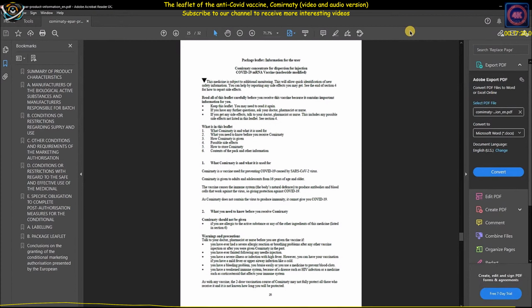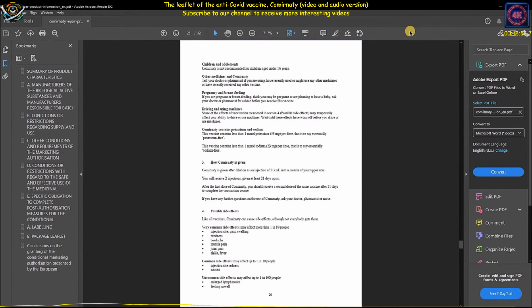You have a bleeding problem, you bruise easily or you use a medicine to prevent blood clots. You have a weakened immune system, because of a disease such as HIV infection or a medicine such as corticosteroid that affects your immune system. As with any vaccine, the 2-dose vaccination course of Comirnaty may not fully protect all those who receive it and it is not known how long you will be protected.